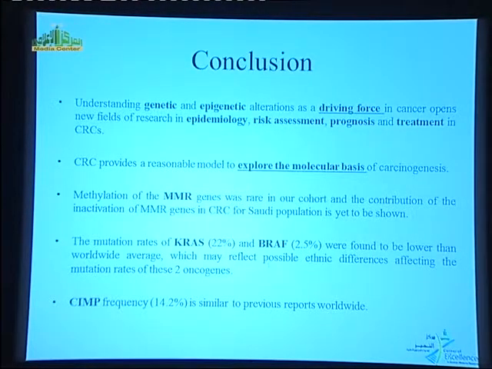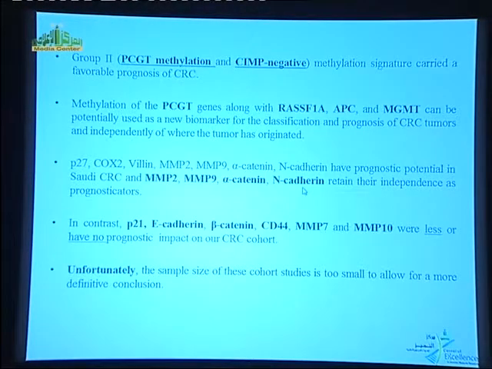The KRAS and BRAF mutations seem to be lower than what is registered worldwide, maybe due to ethnic differences. CIMP frequency is almost 14%, similar to previous reports. In our samples, the group 2 methylator and CIMP negative signature carried a favorable prognosis, and the methylation of the repair genes such as RASSF1, APC, and MGMT could be used as new biomarkers for classifying colorectal cancer.